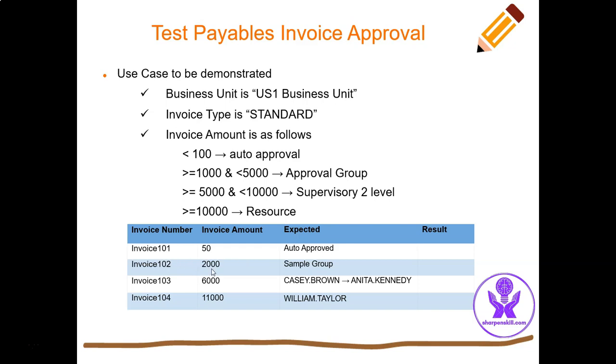102 with amount $2,000, which should go for approver groups approval. Invoice 103 with $6,000, which will go to the user invoice clerks supervisor Cassie Brown. Once Cassie Brown approves, it will go to Anita Kennedy for her approval. 104 we will create with invoice amount $11,000, which will go to William Taylor, who is the CEO of the firm, for his approval. So let's launch Fusion instance.